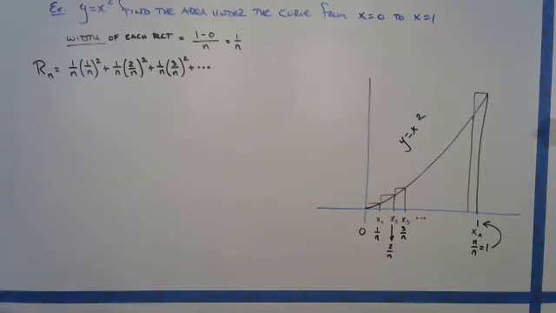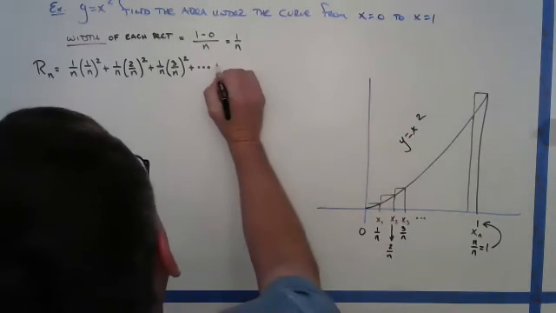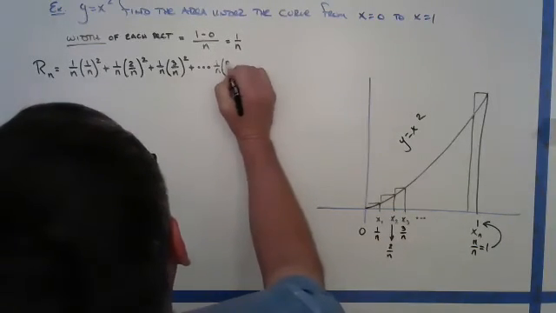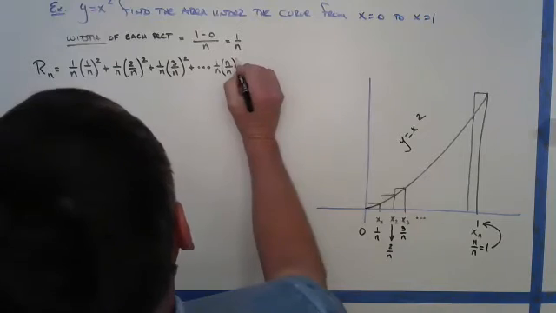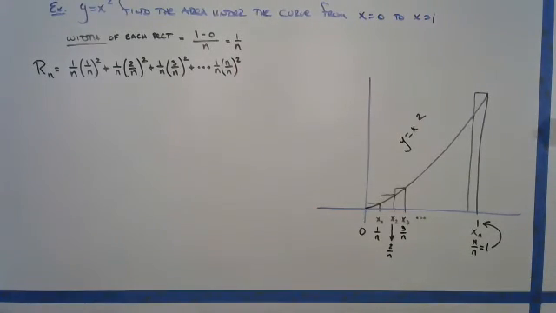Now, I'm not going to write them all down. I'm looking for a pattern. I go to the end. How wide is this last rectangle? 1/n. How tall is the last rectangle? n/n squared. Remember, I told you on the previous example, common denominators are key.